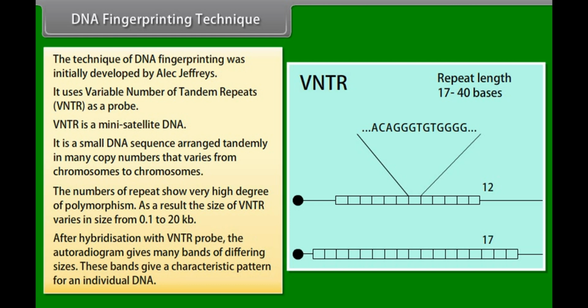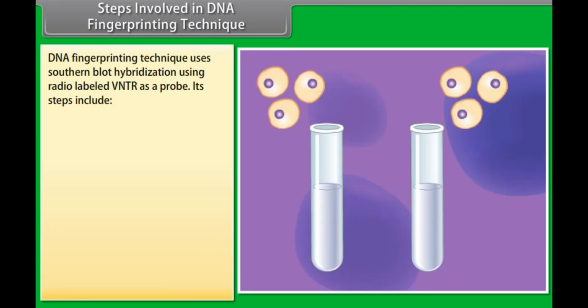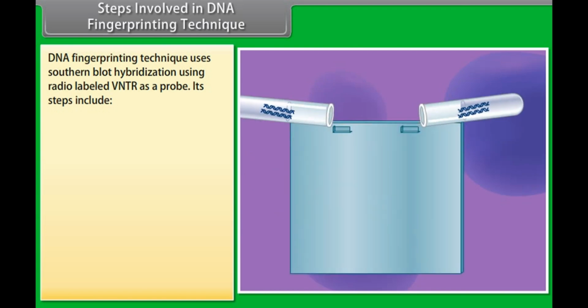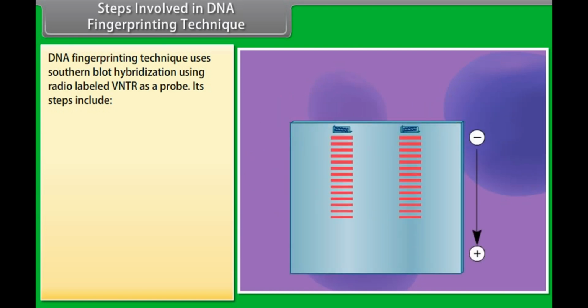After hybridization with VNTR probe, the autoradiogram gives many bands of differing sizes. These bands give a characteristic pattern for an individual's DNA. Steps involved in DNA fingerprinting technique. DNA fingerprinting technique uses Southern blot hybridization using radio-labeled VNTR as a probe.